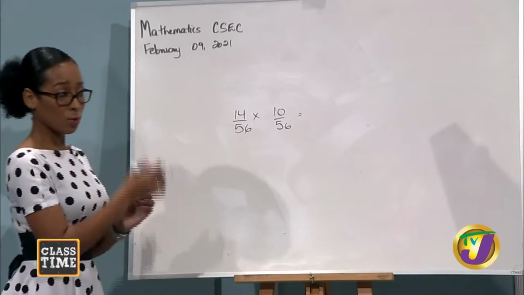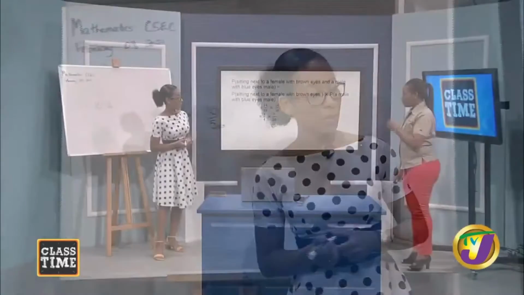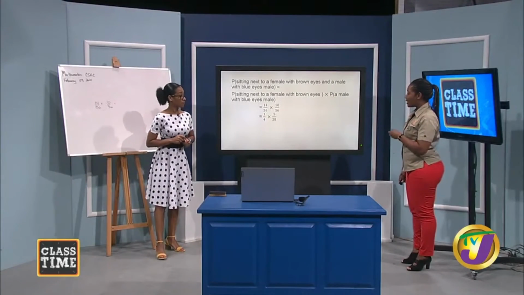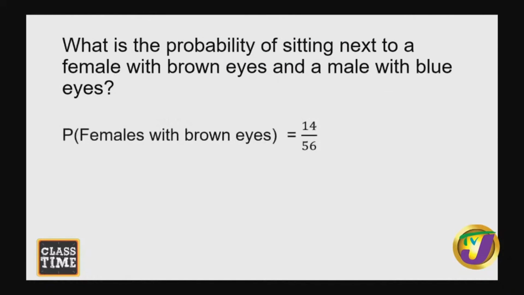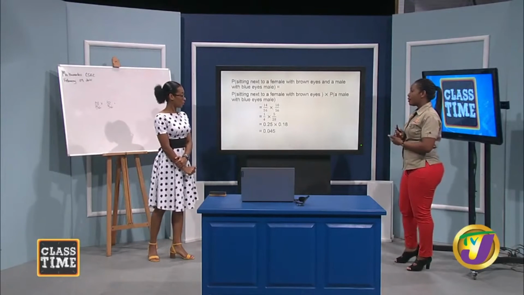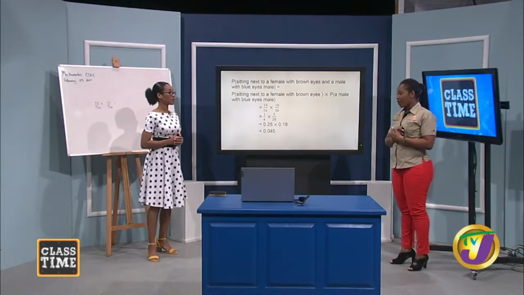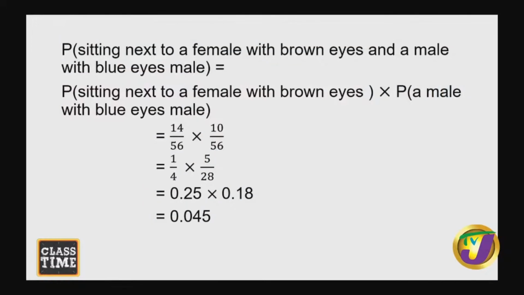And when we multiply it through, we have it right here. We would have simplified as best as possible. 14/56 is a quarter and 10/56 is 5/28. When we multiply, we would have changed them to decimal fractions, giving you 2500ths multiplied by 1800ths, giving us 45 thousandths. There we go. Great.